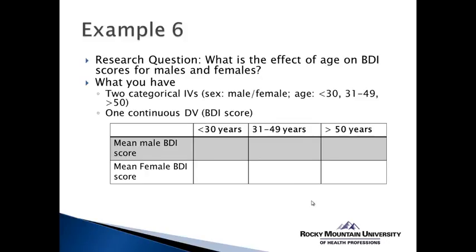Okay, so in this case, we would choose the factorial design, because we have two independent variables. A two-way ANOVA would be another way to characterize it.